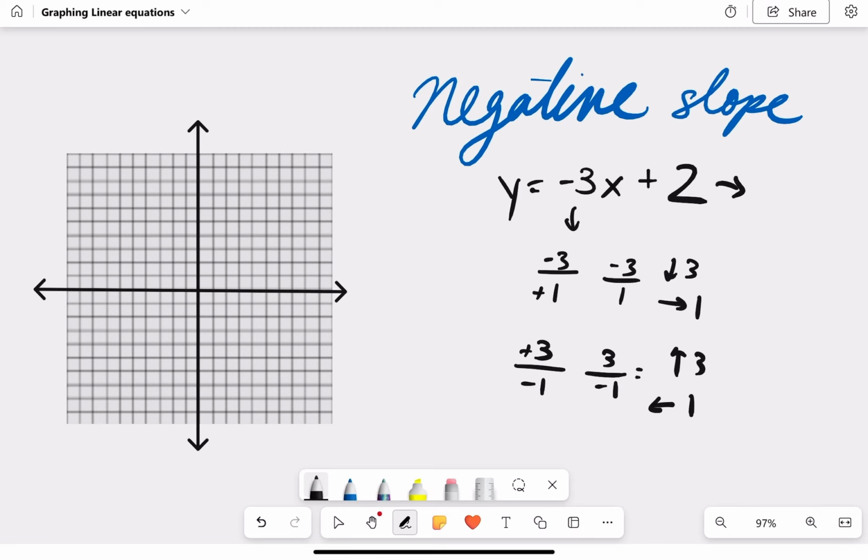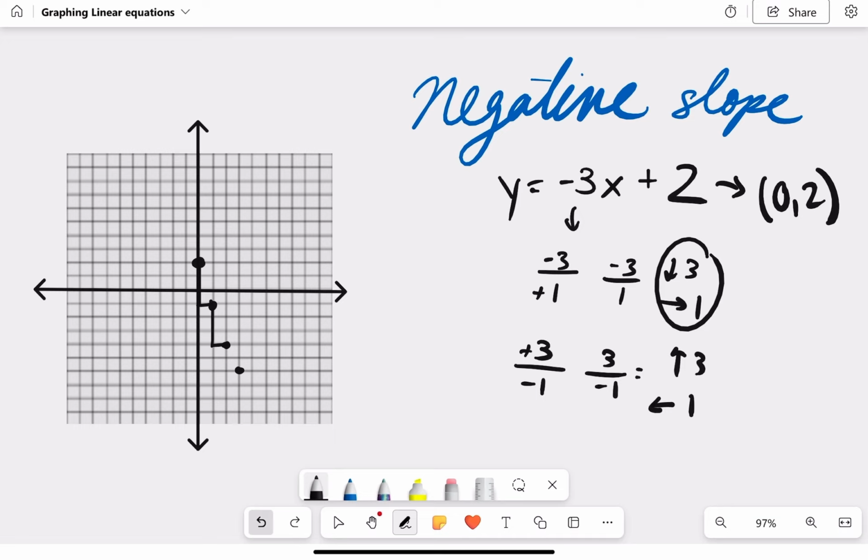And for y-intercept, that's easy. That would be the point 0, 2. So 0, 2. Okay, 0, 2. And then from there, let's apply this first, and then we'll get to the second part. So down 3, and then right 1. Down 3, right 1. And you keep going.